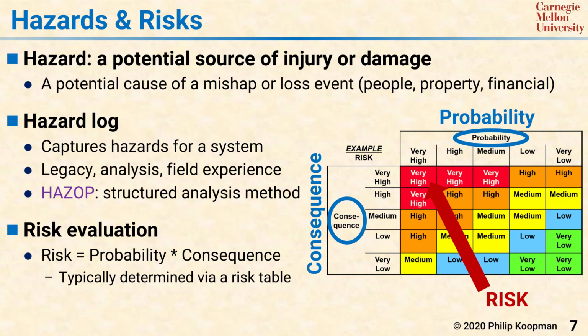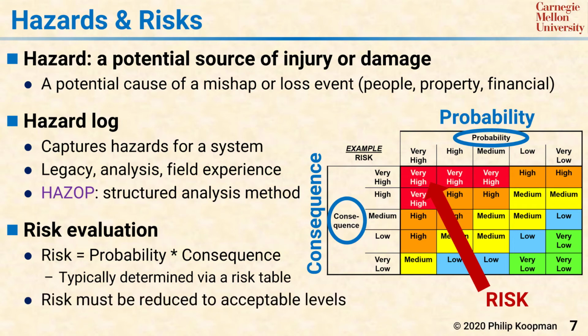In this example, the upper left square of very high consequence and very high probability might refer to a mishap that could result in multiple fatalities and would, if not mitigated, happen on a daily basis for a deployed fleet of systems. Such an obviously problematic situation would be rated as a very high risk according to this table.